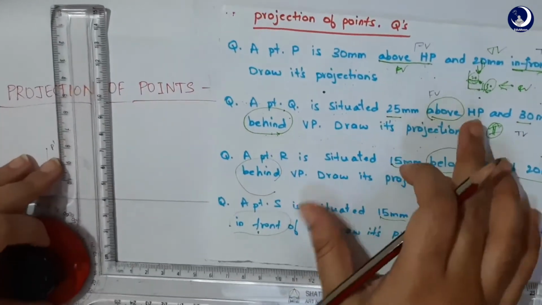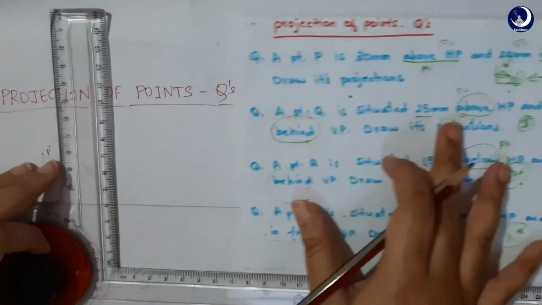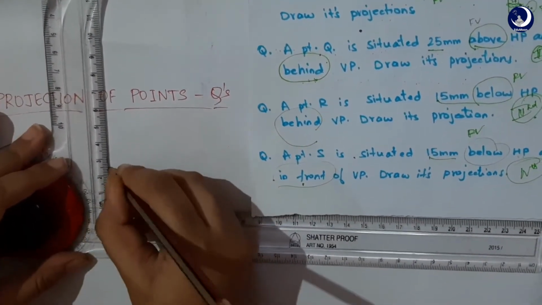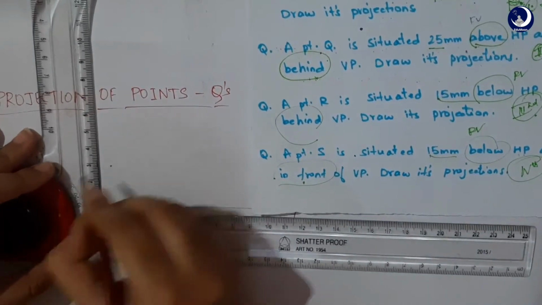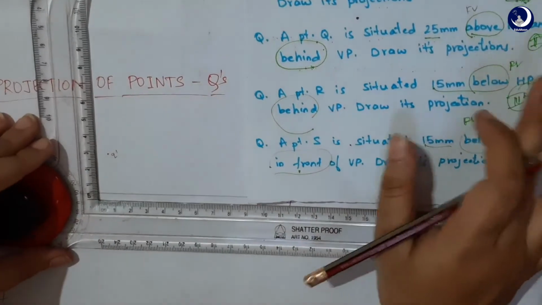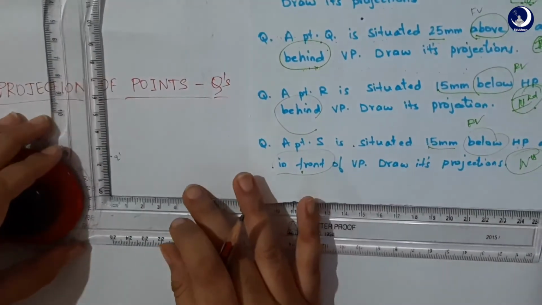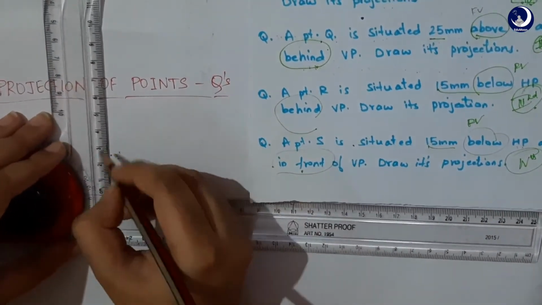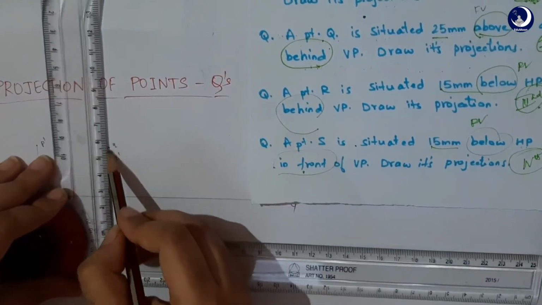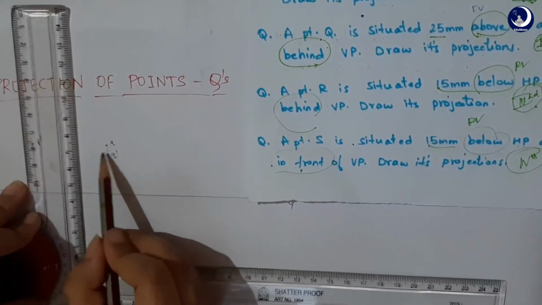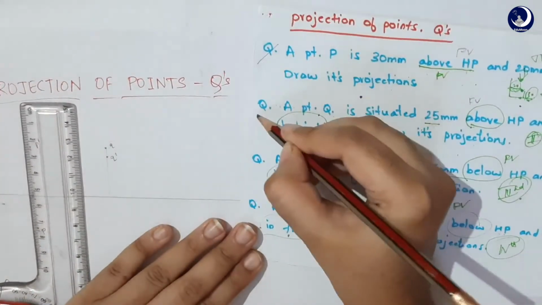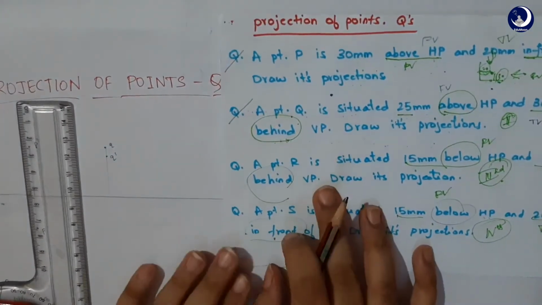So 25 mm above HP. Now both the views are above, so 25 mm above the reference line, I'm going to make a point. That is my front view, point Q. Since it's my front view, I named it Q dash. Similarly, 30 mm behind VP, again above the reference line, 30 mm. This is the top view. I'm just going to make a line. Finally, you can dimension them. So that is our second question. We finished these two questions. Let's move on to the third question.